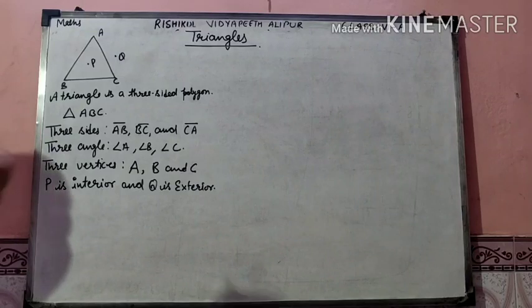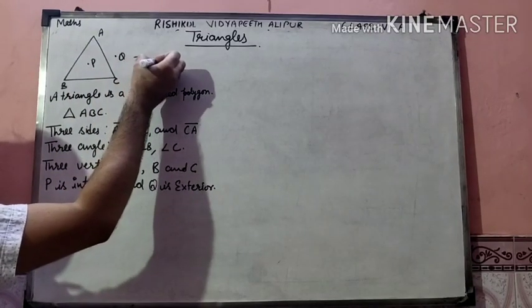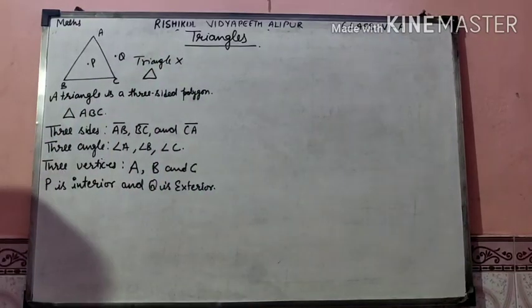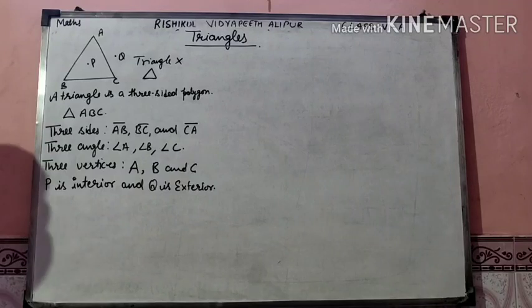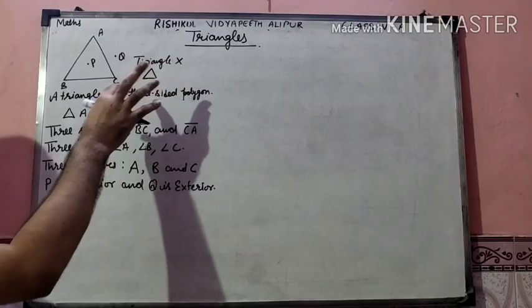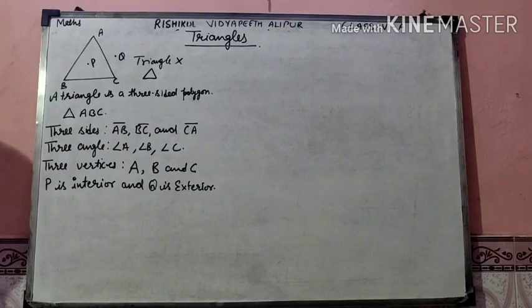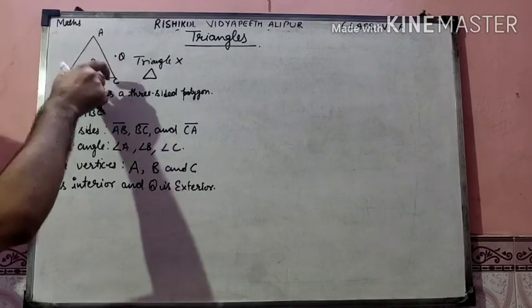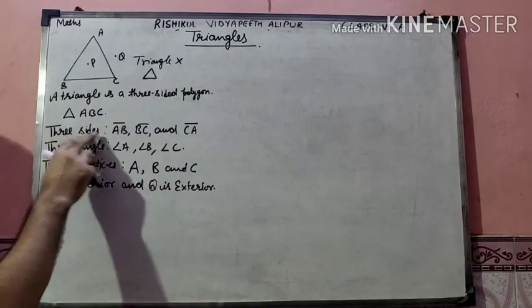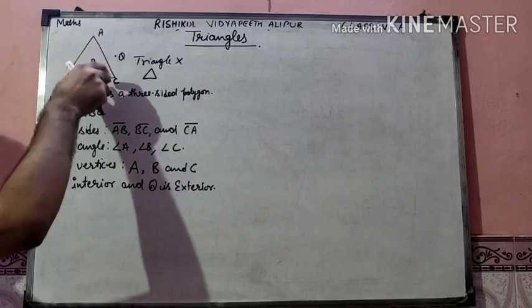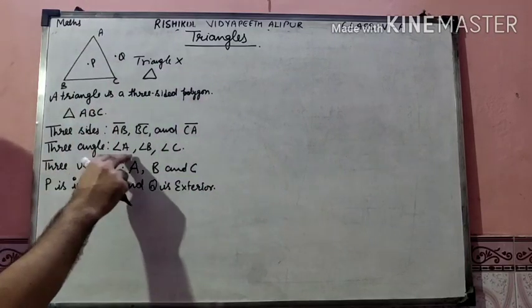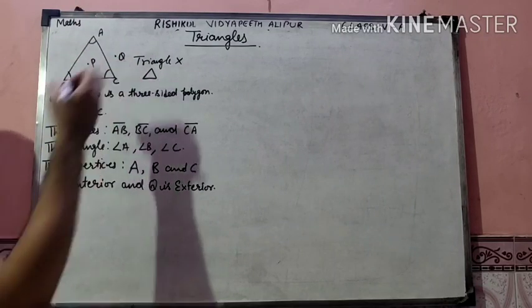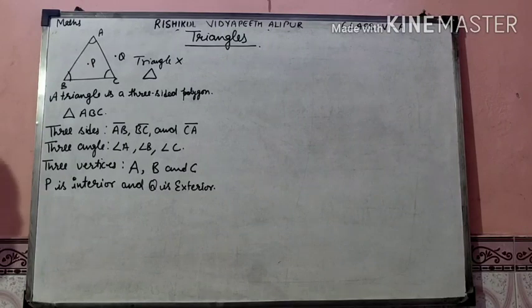Instead of writing the word triangle, what do we do? We make a symbol of a triangle. We use this symbol for a triangle. Now a triangle has how many sides? A triangle has 6 sides. Sorry, a triangle has 3 sides: AB, BC, and CA. A triangle has 3 angles: angle A, angle B, and angle C. We have different ways to write the names of angles.